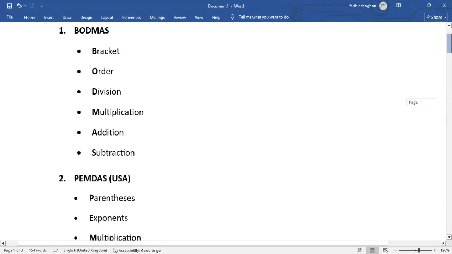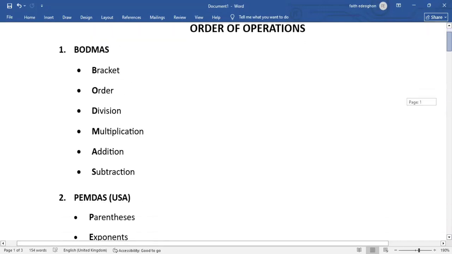All right. So for the sake of this class, we're going to use BODMAS. Now, BODMAS means that the first thing you do is solve the questions that are in a bracket. After that, you solve any question that has an exponent or a power. For example, 2 raised to the power of 3. This is an exponent. This is an order. You solve this next. Then after that, division and multiplication.